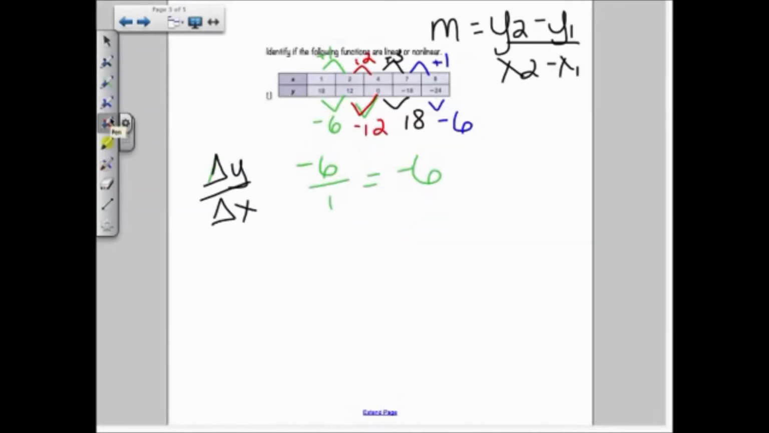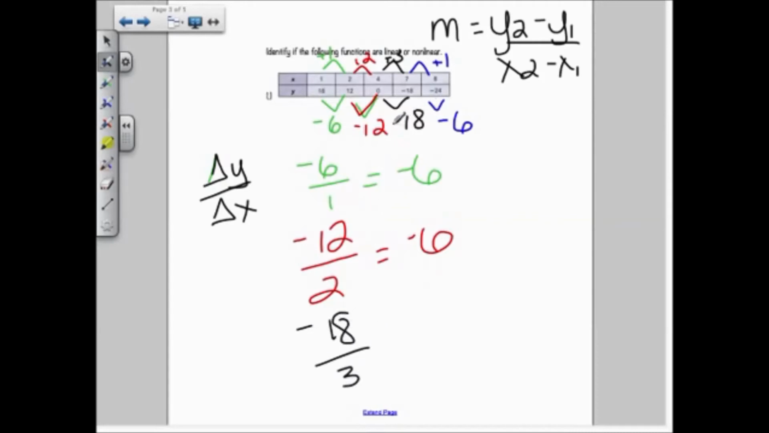I'm going to do the same thing with the next set of coordinates. From (2, 12) to (4, 0), the change in y is negative 12. The change in x is 2, which gives negative 6. The next one is the change in y is negative 18 over the change in x, which is 3. Sorry, this should be a negative 18 right here. So we've got negative 18 over 3, and I end up getting negative 6 again. Then let's do the same thing with the last set of coordinates. We ended up getting negative 6 over positive 1, which is negative 6.